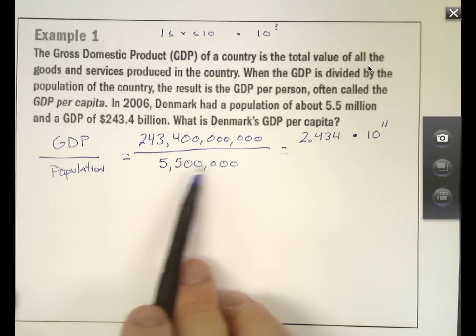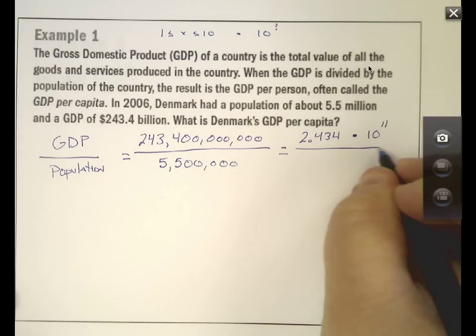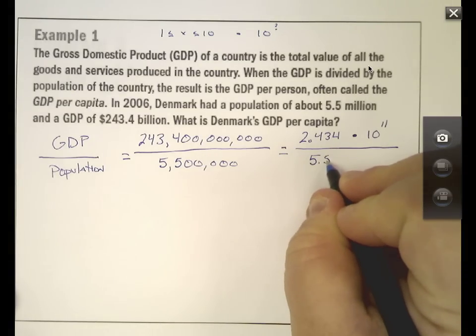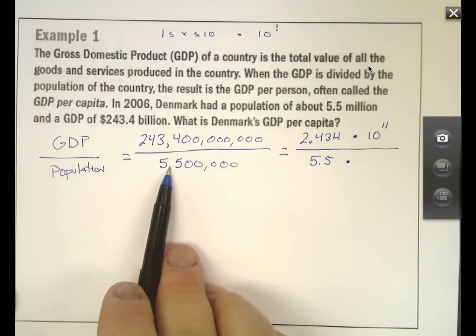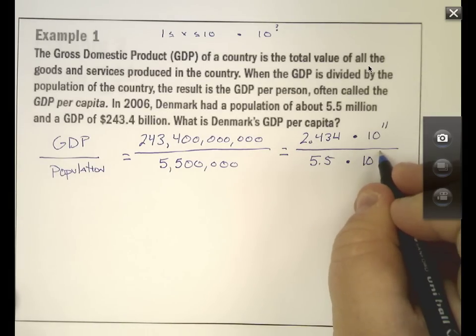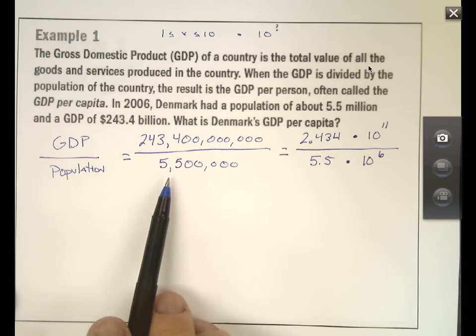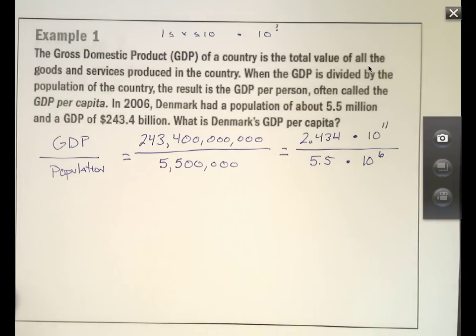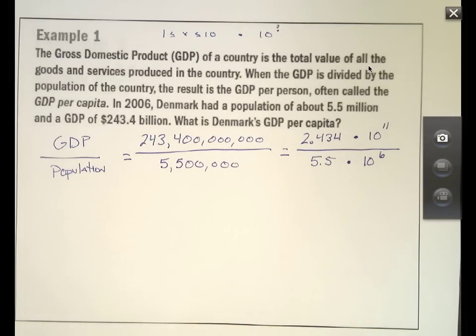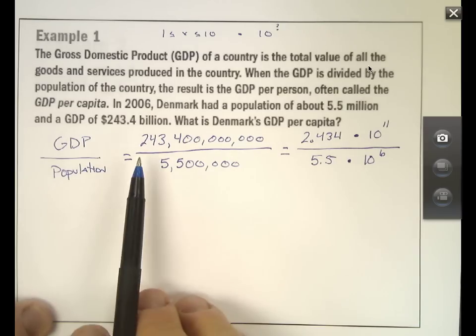5.5 million, okay? The number in between 1 and 10 is going to be 5.5. So it's 5.5 times 10 to the 3 places, 6 places gets me right here. So it's 10 to the 6th. Remember, it's always 10 to some power because only 10 gets it to move to the right or to the left based on if it's a big number or if it's a small number.